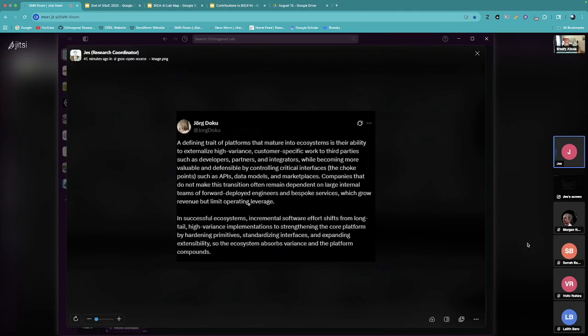In successful ecosystems, incremental software efforts shift from long-tail, high variance implementations to strengthening the core platform by hardening primitives, standardizing interfaces, and expanding extensibility, so the ecosystem absorbs variance and the platform compounds. If this doesn't make a lot of sense, that's fine. This is pretty jargon, deep in the weeds, people building things.